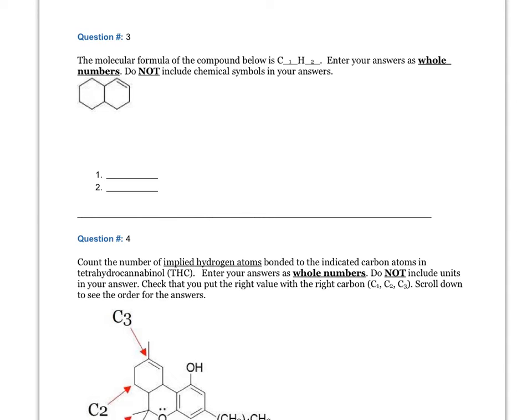Question number 3. The molecular formula of the compound below is C blank H blank. Enter your answers as whole numbers. Do not include chemical symbols in your answers. Blank number 1: counting 1, 2, 3, 4, 5, 6, 7, 8, 9, 10. There are 10 carbon atoms.